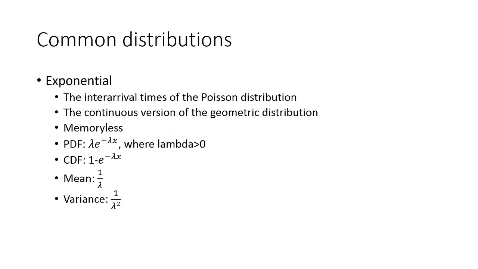Okay, so we come to the last distribution that we're going to be discussing in this class, and that is the exponential distribution. You know how the geometric was looking at the inter-arrival times of a binomial distribution? In the same way, the exponential looks at the inter-arrival times of the Poisson distribution.